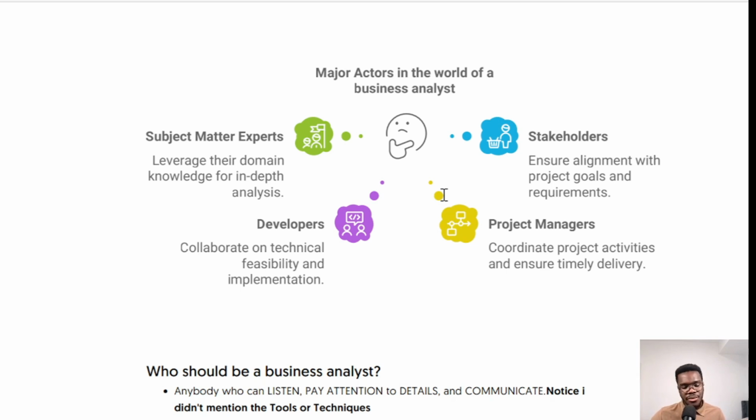The next thing is, who should be a business analyst? I generally would say anybody who can listen, who can pay attention to details, and who can communicate. Again, anybody who can listen, who can pay attention to details, and who can communicate.